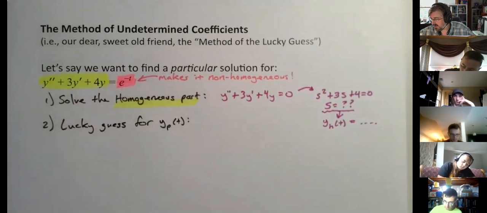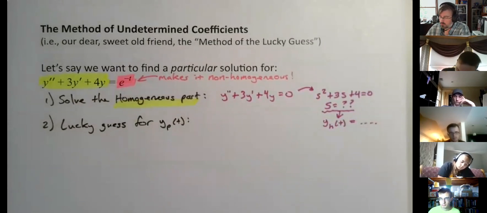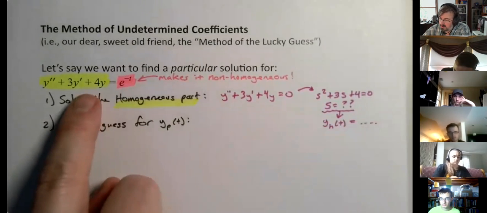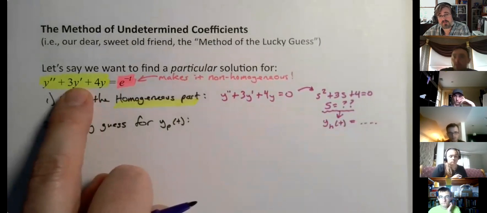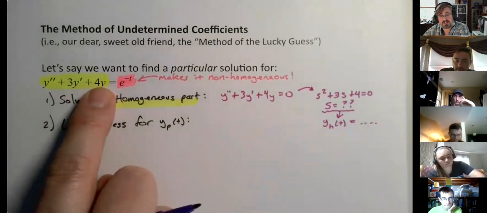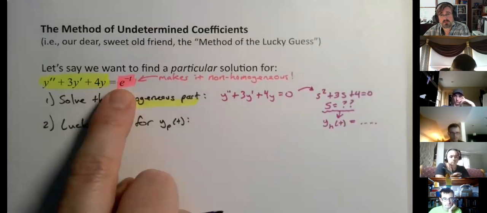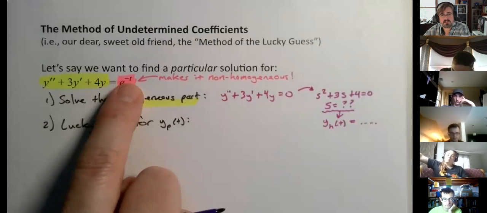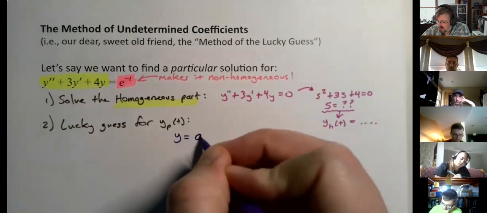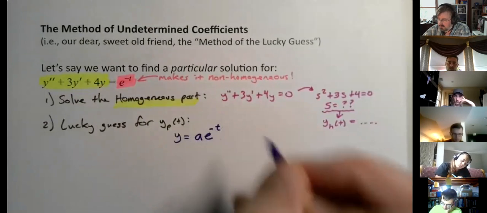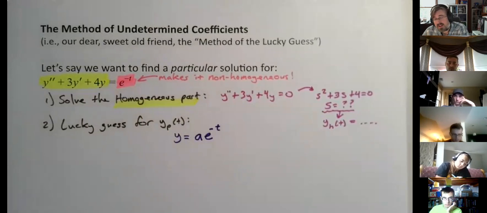So if we're going to take a look at a lucky guess for this, what we're basically saying is that the second derivative of a function plus 3 times its first derivative plus 4 times that function is equal to an exponential, e to the negative t. So what's a reasonable guess for this y sub p? Well, it's probably something like a times e to the negative t. And that should look familiar. It's kind of the same stuff that we were doing at the tail end of chapter 1 when we were doing the lucky guess back then.